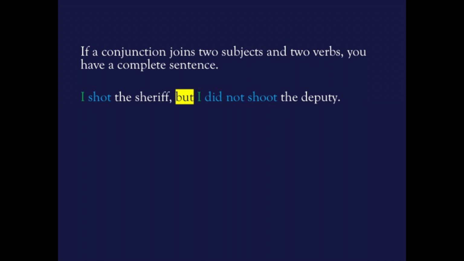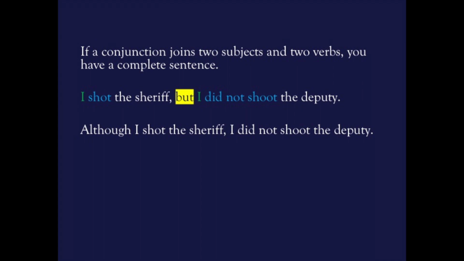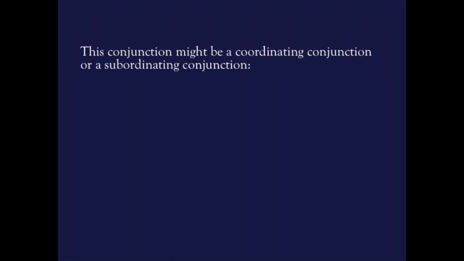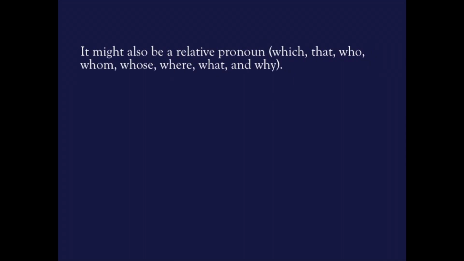So it might be a coordinated conjunction like in this statement, or it might be a subordinating conjunction if we say, although I shot the sheriff, I did not shoot the deputy. But if you have two subjects and two verbs, they have to be joined together somehow. Maybe with a coordinating conjunction, maybe with a subordinating conjunction. There's at least one other way you might have more than one subject and more than one verb in the same sentence, and that's if you're using a relative pronoun to describe a noun in more detail.